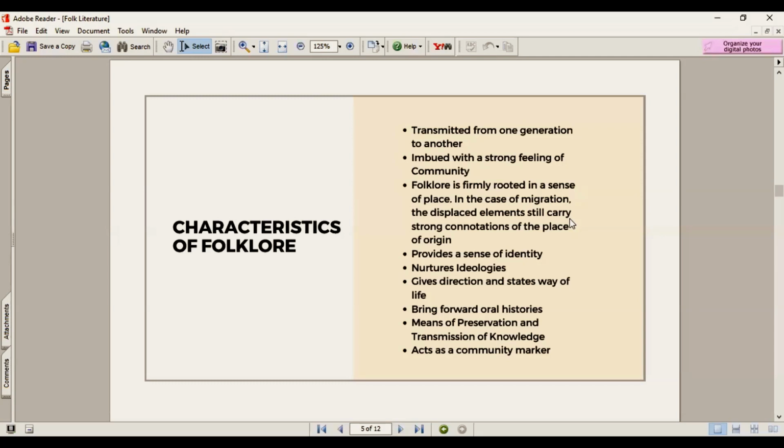It brings forward oral histories. It's a means of preservation and transmission of knowledge systems, and acts as a community marker. So these are all characteristics of folklore. Whenever we want to differentiate certain stories from folklore, this is how we would do that, by tracking these characteristics. All right, moving forward.